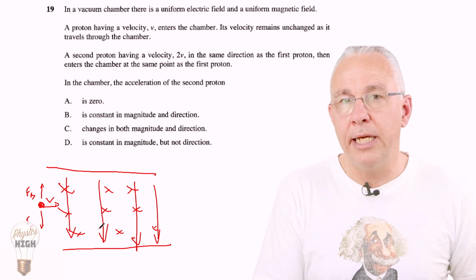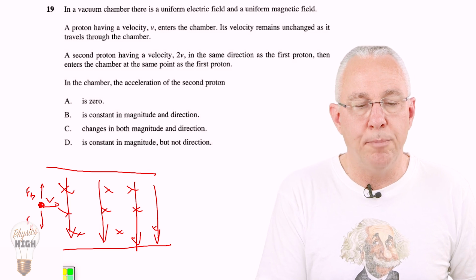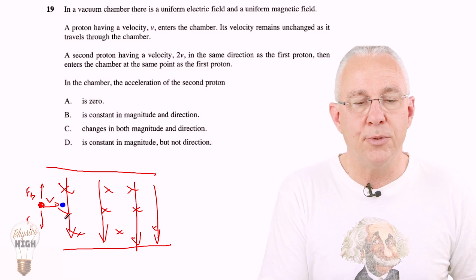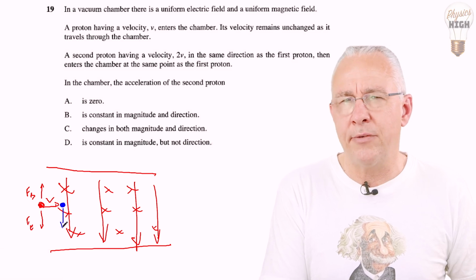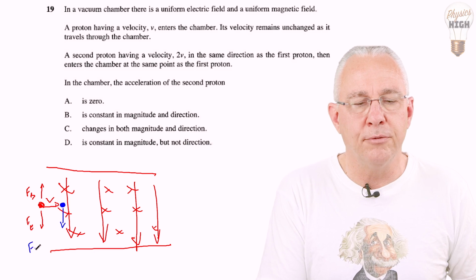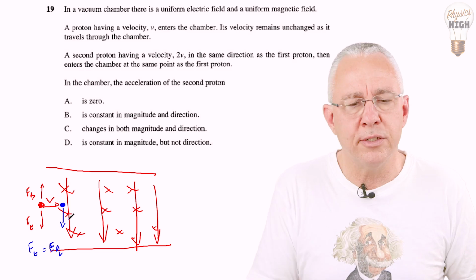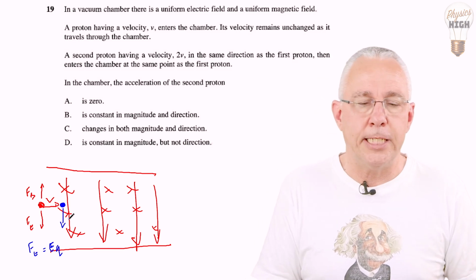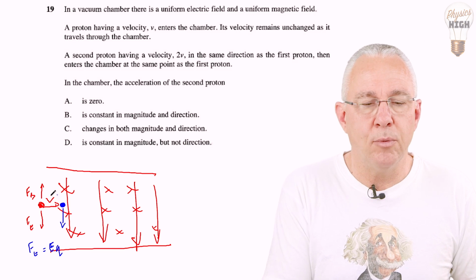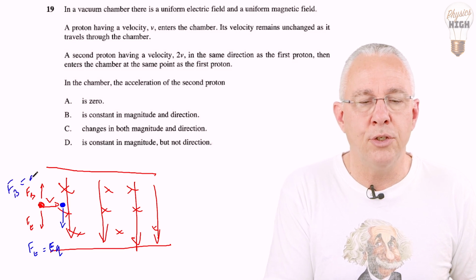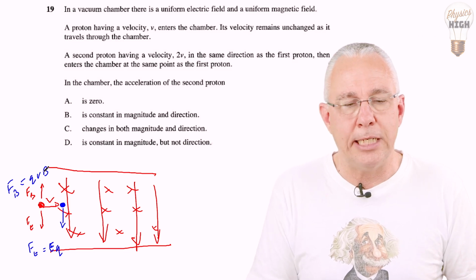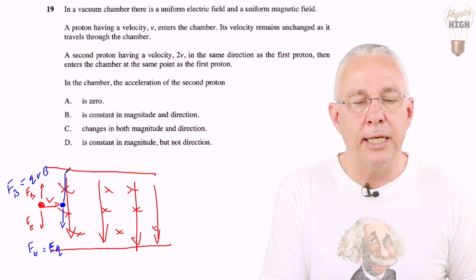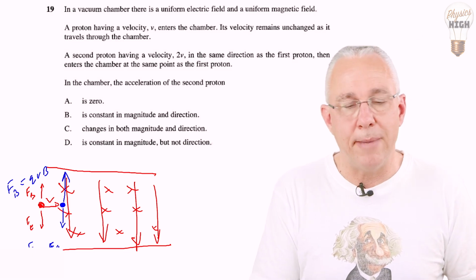What happens though if I increase the velocity? And I'm going to use a blue pen just to highlight the difference. Now the electric field will apply a force that gives exactly the same acceleration. Why? Because the electric field force is simply equal to EQ. The electric field is constant, the charge is constant. It's independent of velocity. But what about the magnetic field? Well, the force due to the magnetic field is equal to QVB. It's dependent not only on the charge, but also on the velocity. So we end up getting a much larger force due to the magnetic field.